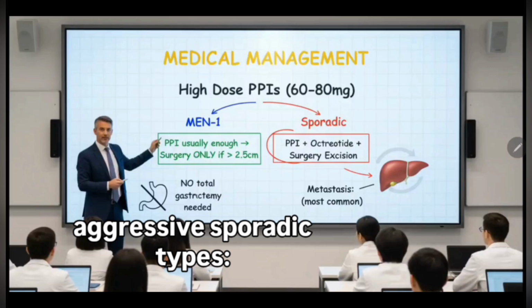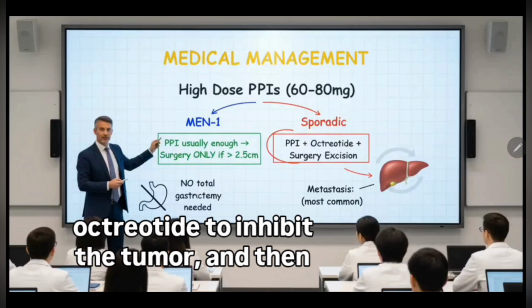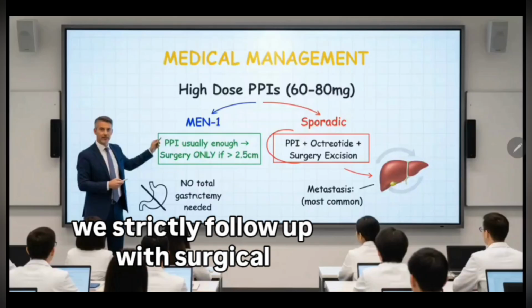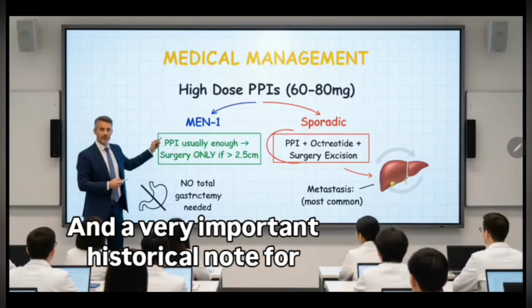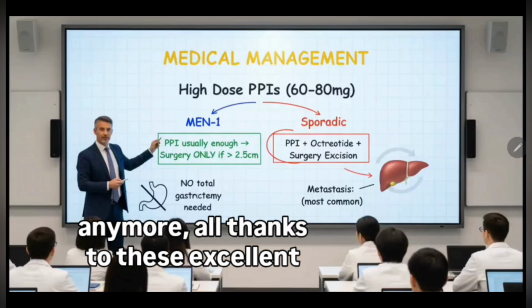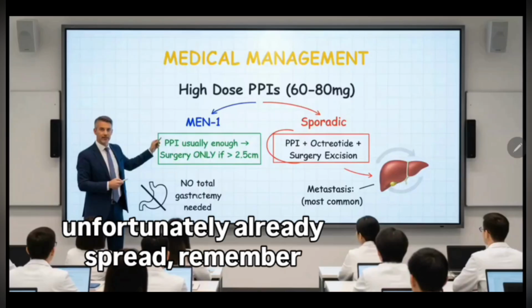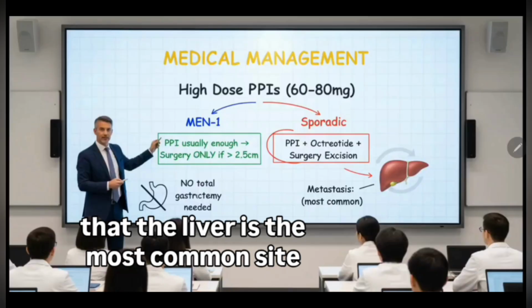But notice the difference for the aggressive sporadic types. We give them high-dose PPIs, we add octreotide to inhibit the tumor, and then we strictly follow up with surgical excision. And a very important historical note for you, total gastrectomy is not required anymore, all thanks to these excellent medical therapies. Oh, and if that sporadic tumor has unfortunately already spread, remember that the liver is the most common site of metastasis.